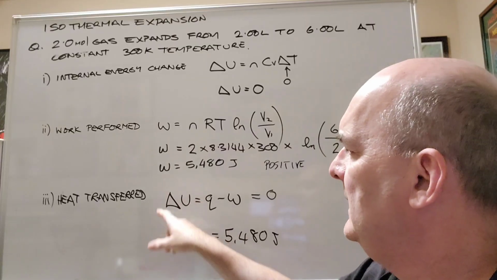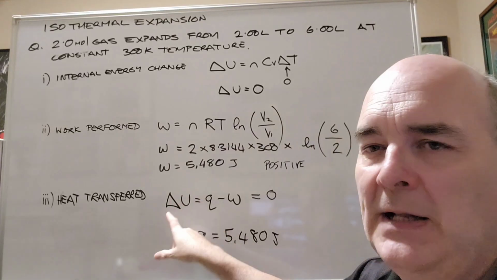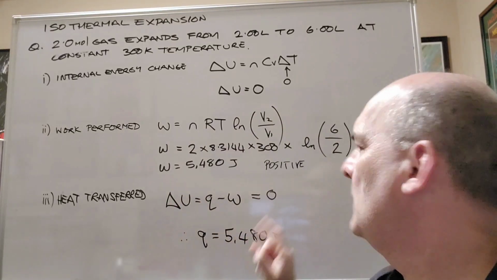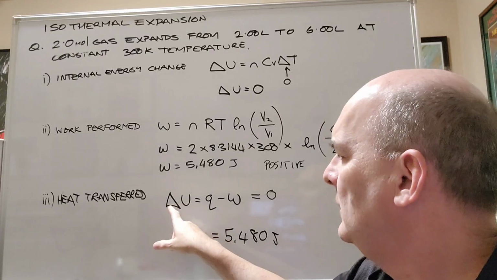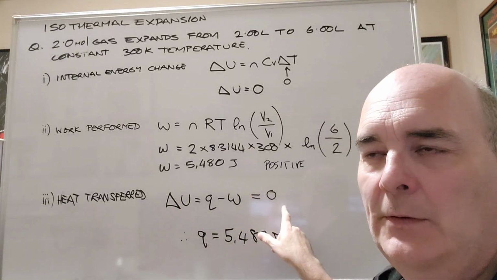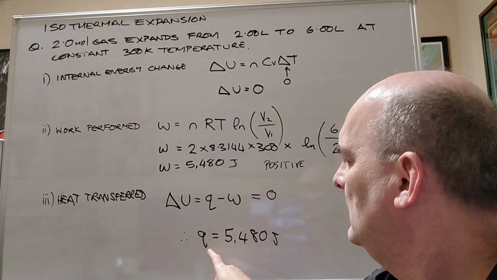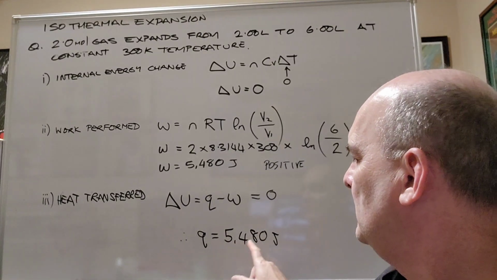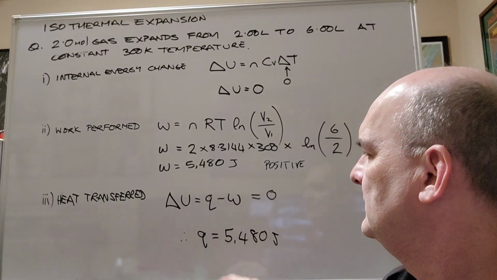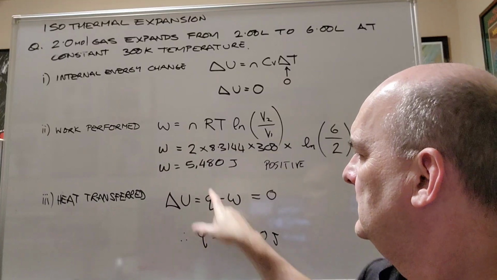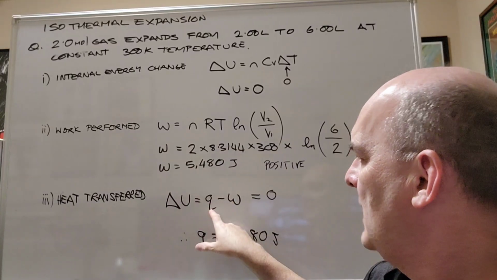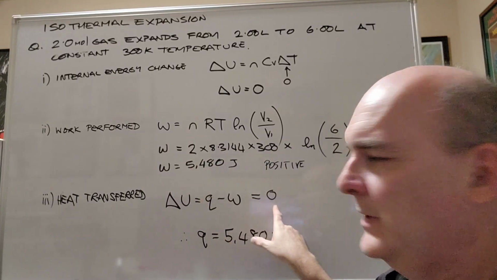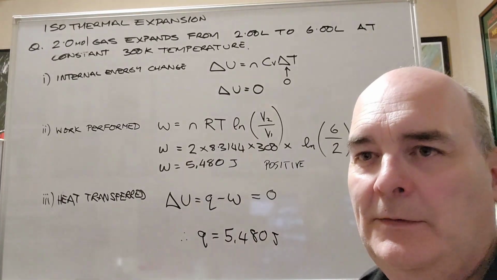And heat transferred. Well, we know that delta U equals Q minus W. And we also know that delta U equals 0. So Q is also 5,480 joules, because when this number subtracts that number equals 0, that's the value.